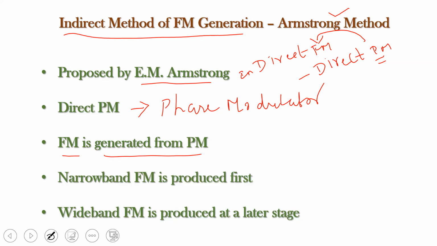And in this indirect method of FM generation, we are going to generate a narrow band FM, that is NBFM, signal with low modulation index, with low bandwidth, in the first stage, initial stage, and then its frequency range and modulation index will be increased at a later stage by using a sequence of frequency multipliers. This is how we are going to generate a frequency modulated wave using this indirect method of FM generation.